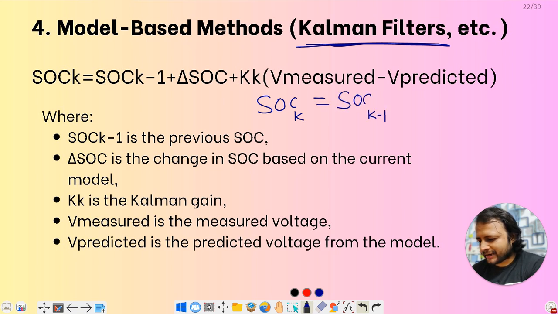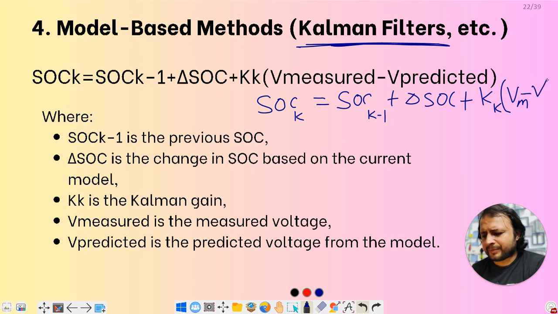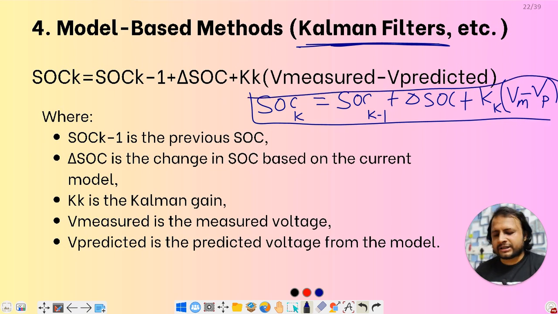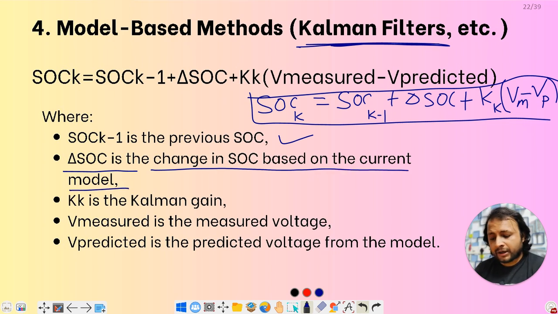SOC_k = SOC_(k-1) + delta SOC + K_k (V measured minus V predicted), and in the suffix there is a k. So you can write something like this: V measured minus V predicted. So this is the formula for estimation of SOC. SOC_(k-1) is the previous SOC, what it was before, and delta SOC is the change in SOC based on the current model. Before what it was, now what it is, there is a change, and this K is the Kalman gain. Basically we are using it in MATLAB.